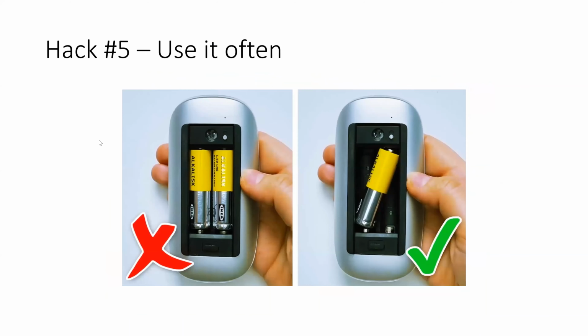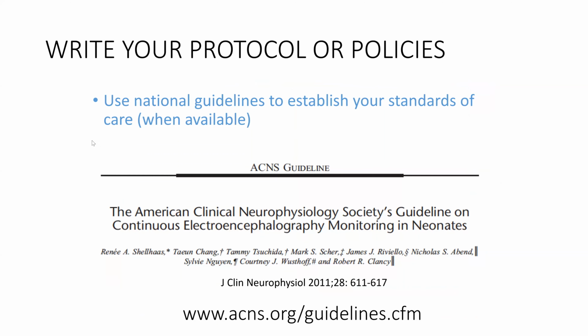So the fifth hack I want to give you is to use your aEEG often. When we don't use our aEEG skills, we lose them. And so I really do want you to go back and look at your protocol. You need to be using aEEG far more often than just cooling. And the ACNS guidelines will give you some ideas and give you an international standard to be able to go back and say, let's look at how we're using our devices, even your full video EEGs. Are we staying in alignment with what some of the national standards are?